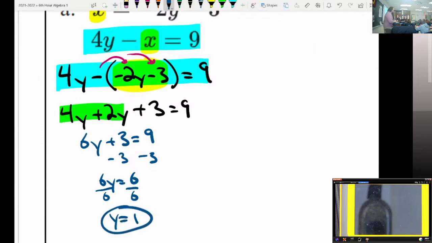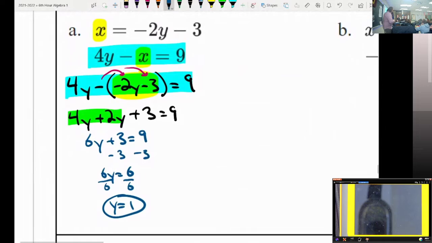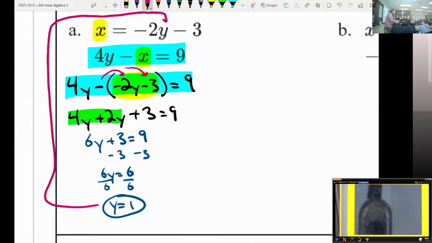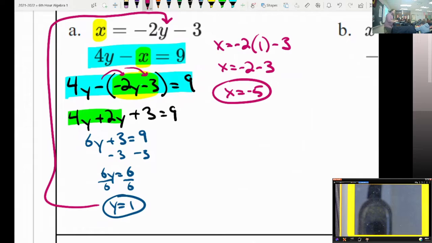Of course, the answer is not really what's important here. It's about the process to get there. And also, y equals 1 is not the answer. You need both x and y. Fortunately, with substitution, once you have the first number, the second one's usually really easy to get. You just take it and plug it into whatever equation you started off with. We're going to plug it right up there. We know that x is equal to negative 2 times 1 minus 3, because y is equal to 1. And that is just going to be negative 2 minus 3, which is negative 5. And so I suppose the final answer here is negative 5, 1.